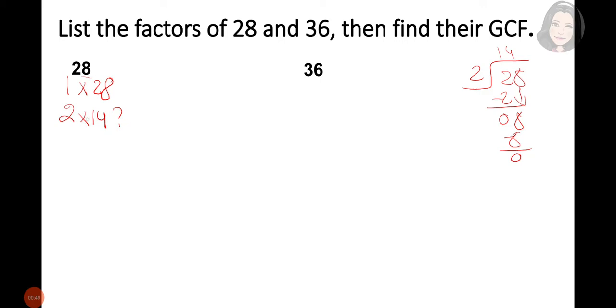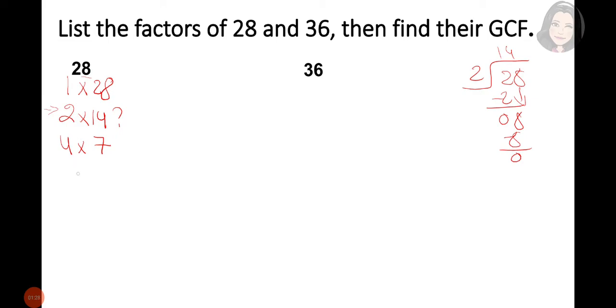Is it divisible by 3? No, since the sum of 8 and 2 is a 10, and 10 is not a multiple of 3. Is it divisible by 4? Of course, in the 4 times table, I have 4 times 7 is a 28. It's not divisible by 5 since the last digit is not a 0 or 5. Not divisible by 6 since it's only divisible by 2, and a number must be divisible by 2 and 3 in order to be divisible by 6. It's not divisible by 9 since the sum of 8 and 2 is 10, and 10 is not a multiple of 9. It's not divisible by 10, since the last digit is not a 0.